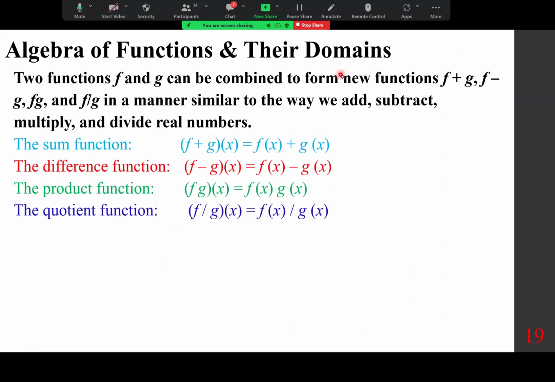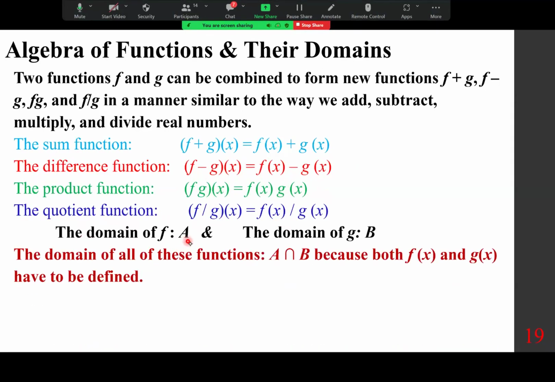Algebra of functions and their domains. Two functions f and g can be combined to form a new function, f plus g, f minus g, fg, and f over g, in a manner similar to the way we add, subtract, multiply, and divide real numbers. So that's pretty straightforward so far. The sum function is f plus g of x. That means f of x plus g of x. The difference function f minus g of x is f of x minus g of x. The product function fg of x is f of x times g of x. And the quotient function f over g of x is f of x over g of x. So nothing brand new. We knew that.